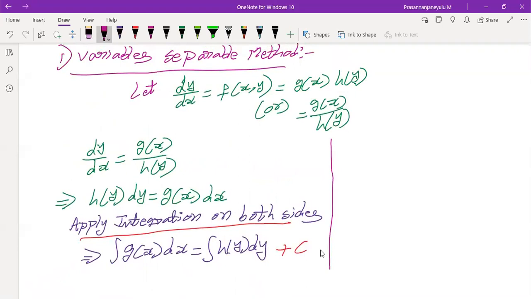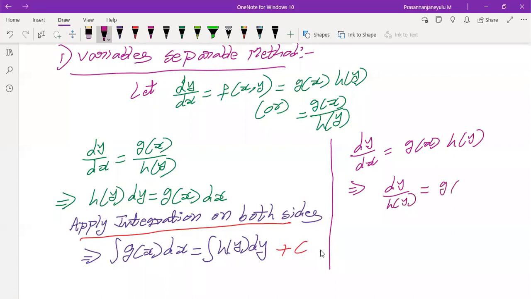Clear to all? So, for example, if the equation is like this, dy by dx equals g of x into h of y. If we have it like this, then can I do cross product? How? I am bringing h of y to the left hand side, so dy by h of y is equal to g of x dx, taking dx to the right hand side.